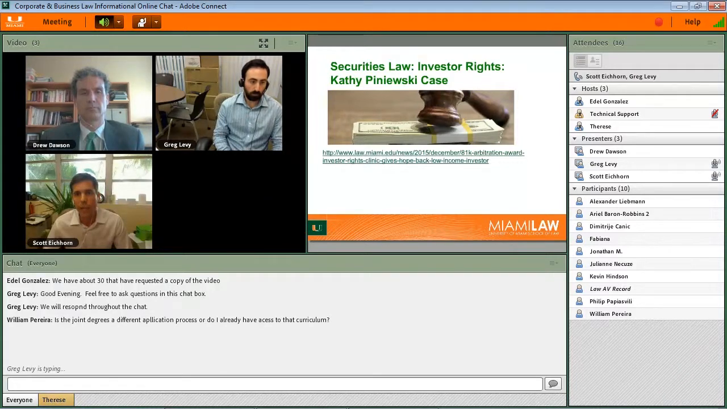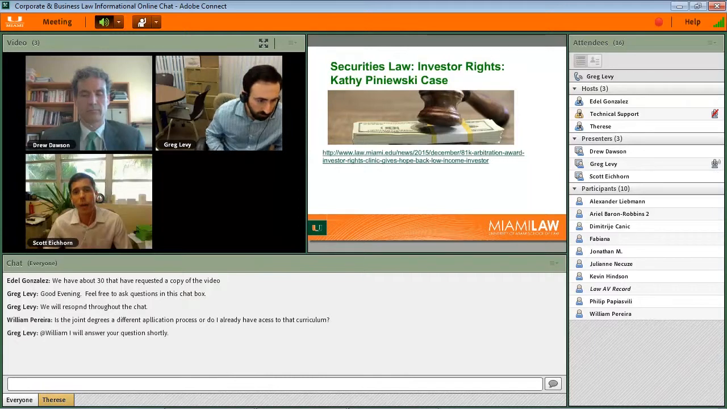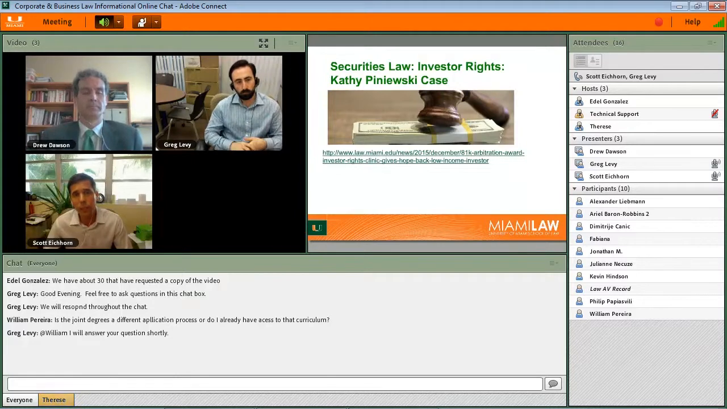So what kind of work do we do at the Investor Rights Clinic? Well, we represent investors, and the investors we represent have to meet certain criteria. In other words, if somebody is able to afford an attorney, they're not necessarily the client that a clinic would represent, because the purpose of the clinic is to provide legal representation where there otherwise would not be. A perfect example of an individual who had a perfectly legitimate claim and suffered damages as a result of broker misconduct was a woman named Kathy Panuski.